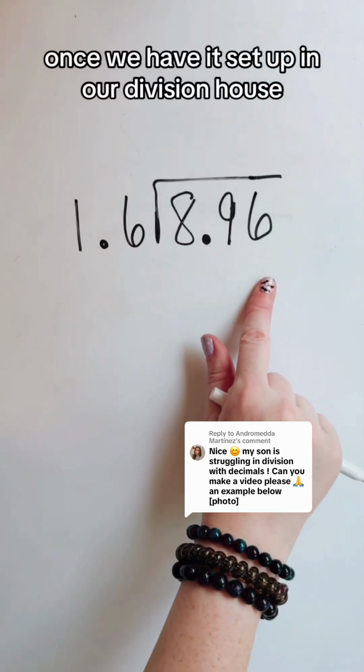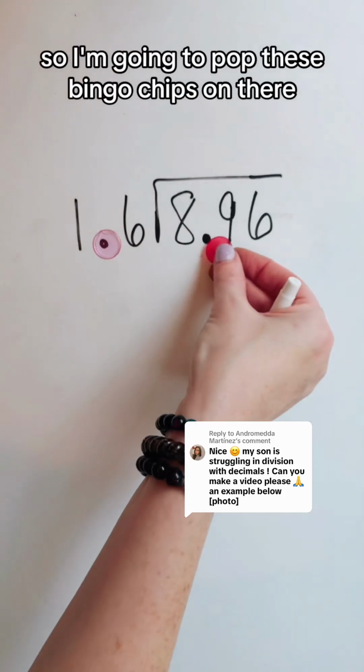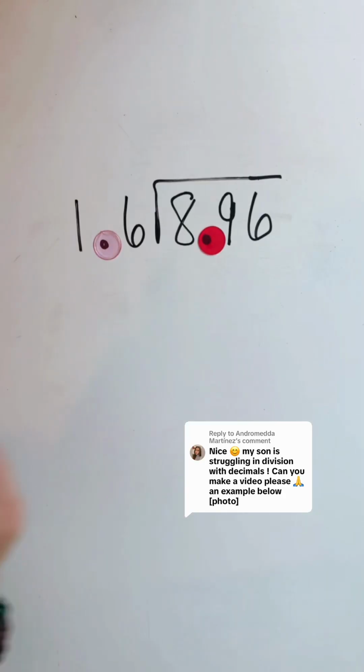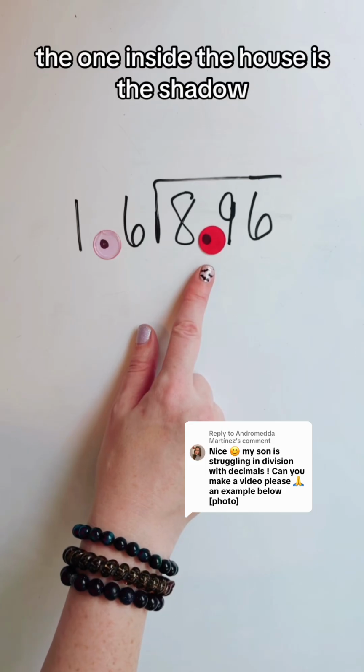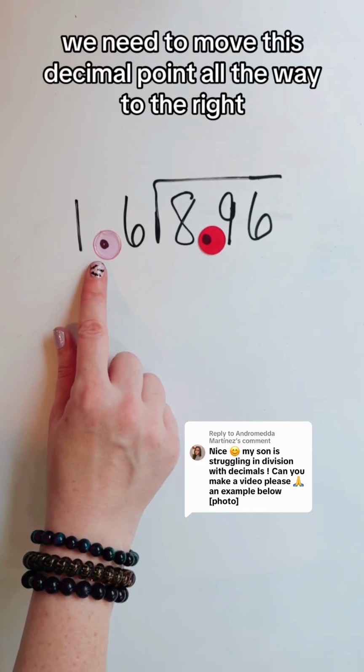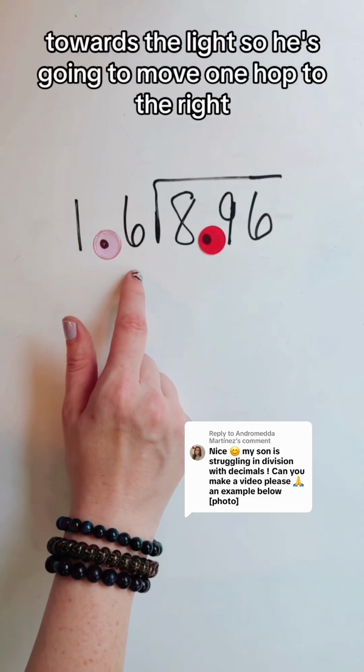Once we have it set up in our division house, we want to make a really big deal about our decimal point. So I'm going to pop these bingo chips on there. This one is lighter, this one is darker. The one inside the house is the shadow. We need to move this decimal point all the way to the right towards the light.